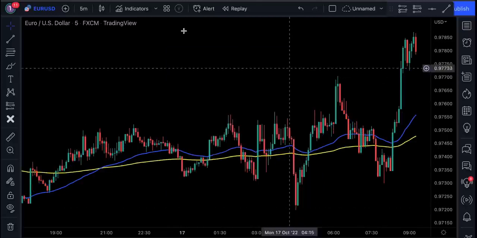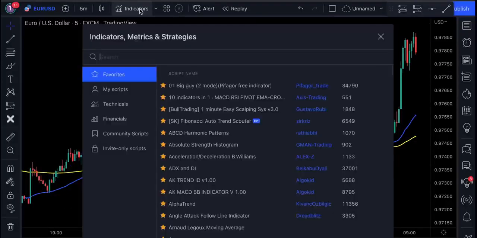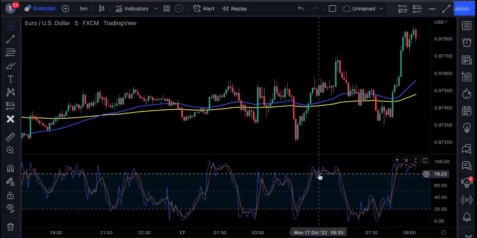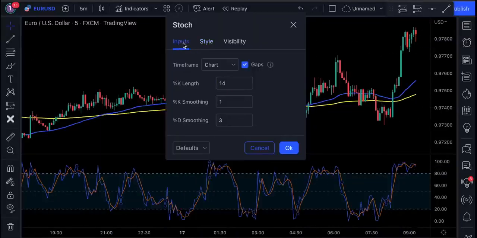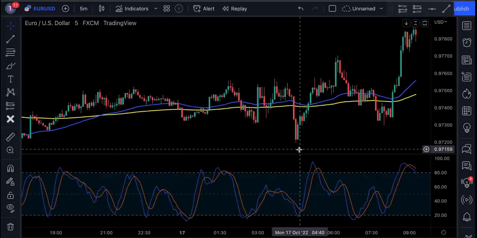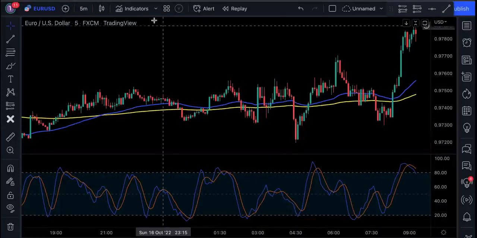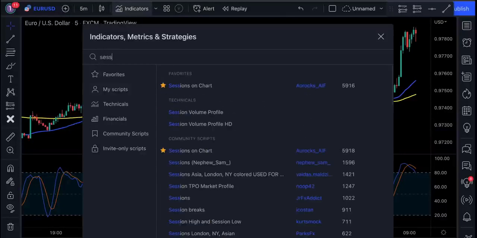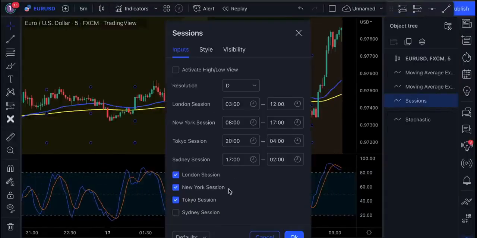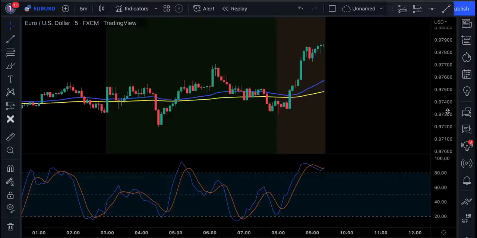For the second indicator, let's add a regular stochastic. In the input section, you will need to change all the parameters to 5. And for our last indicator, let's search for sessions on a chart. In the input section, let's disable the Tokyo session. Okay, the strategy is complete, now let's get into the trading rules.